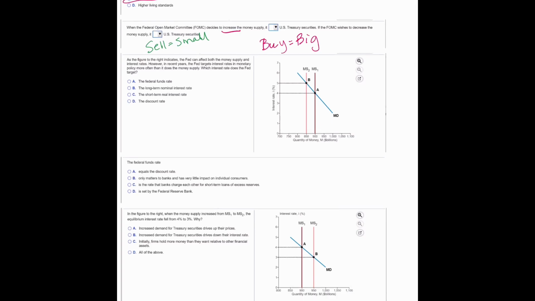Next, as the figures to the right indicate, the Fed can affect both the money supply and interest rates. However, in recent years, the Fed targets interest rates in monetary policy more often than it does the money supply. Which interest rate does the Fed target? And so targeting here is going to be connected to what I mentioned briefly, but it's also found in your book, and this is the federal funds rate. More and more, they target this rate by which banks lend to each other in a market for short-term loans.